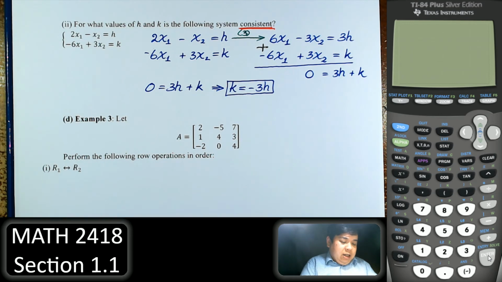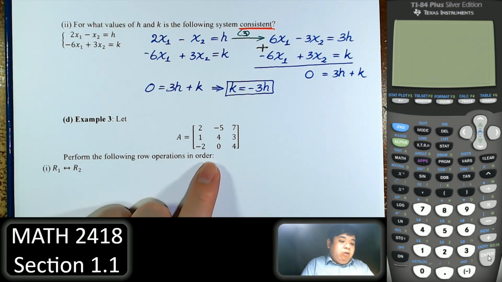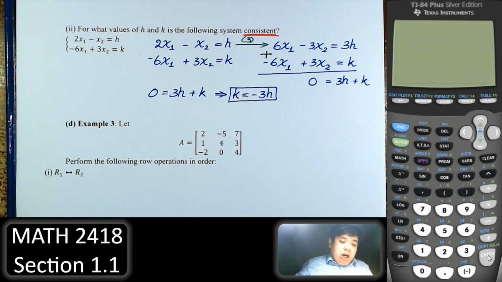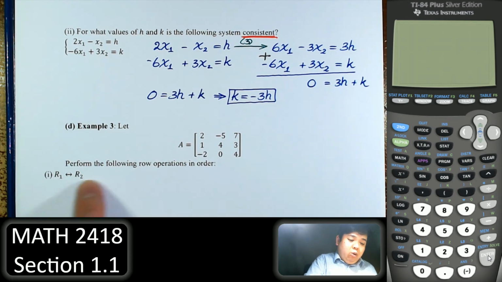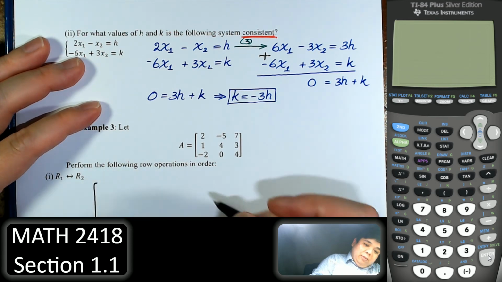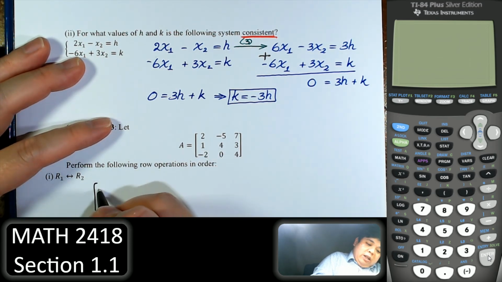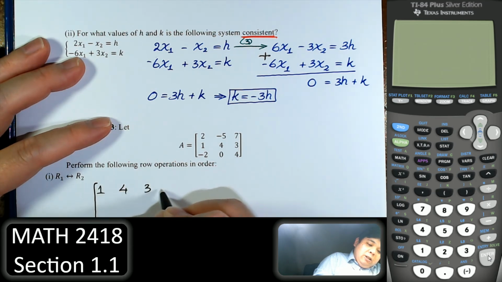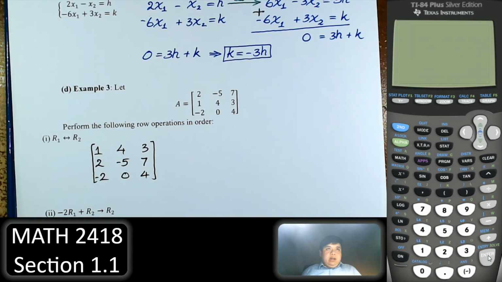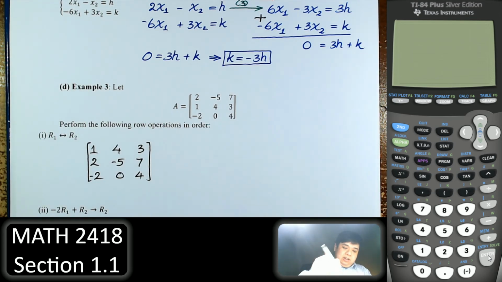Right. This example. So we have this matrix. Perform the row operations in successive order. So first, swap row 1 and row 2. That's easy, just swapping the two rows. 1, 4, 3, and 2, negative 5, 7, negative 2, 0, and 4. Yeah, just swapping row 1 and 2. That's simple enough.